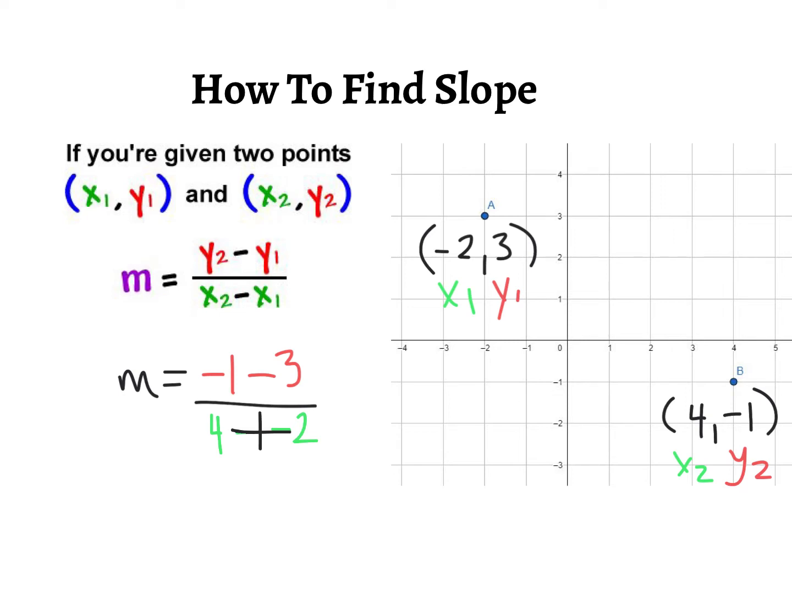And then I simplify. So on the top I have -1 minus 3. That comes down to -4. And in the denominator I have 4 plus 2, which is 6. -4 over 6, both numbers are divisible by 2. So I can actually simplify this down to -2 over 3.